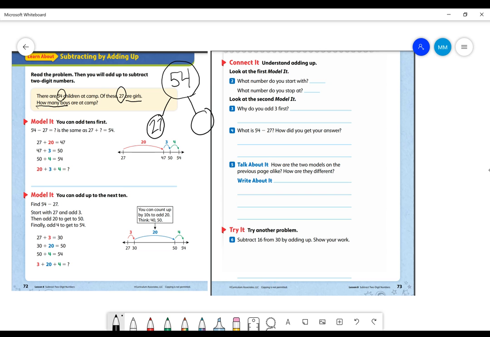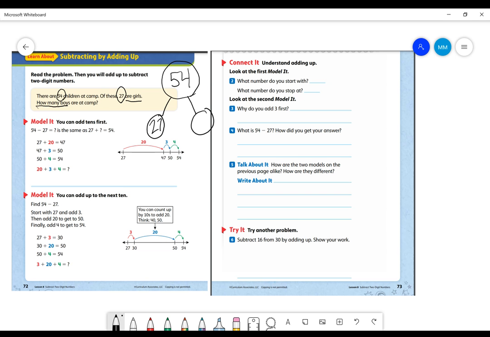So the first thing that they did is they did what? They added how many? They added 20. So they added the tens first. So they added 27 plus 20 and got to 47. The next thing that they did is they added how many more? They added 3 more to make 50. So they added to another group of 10.